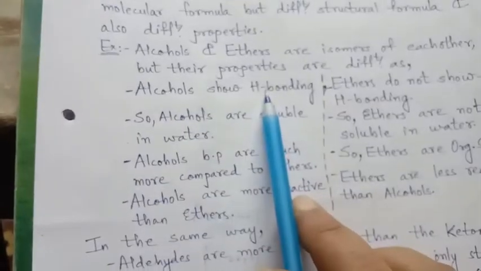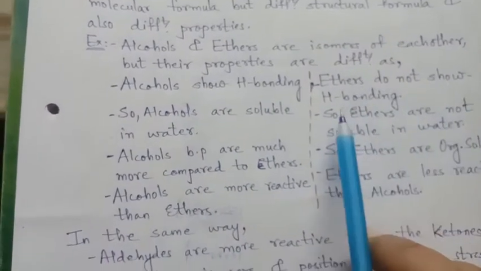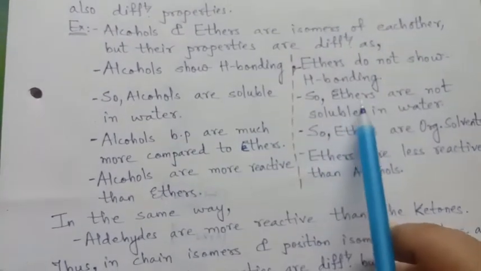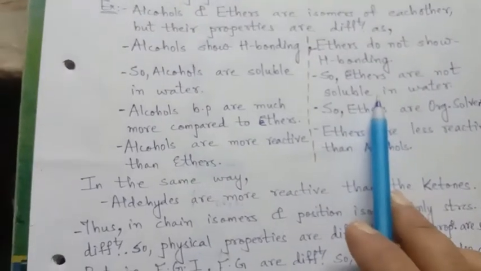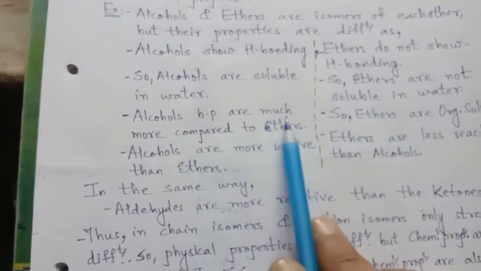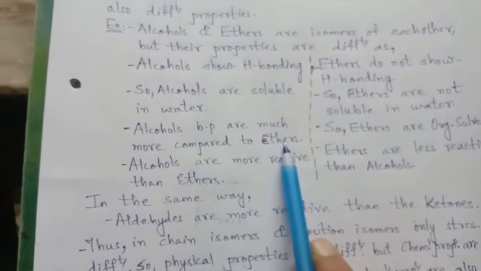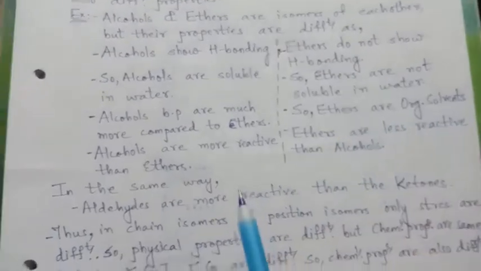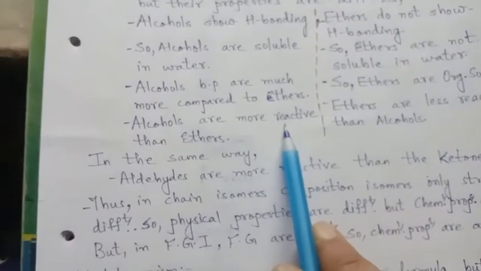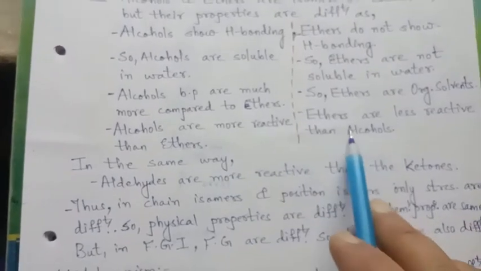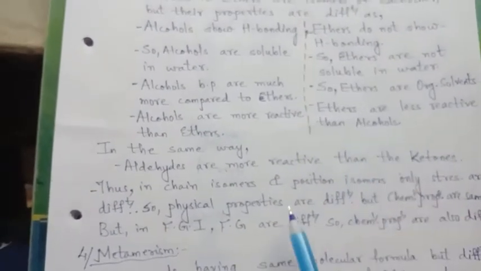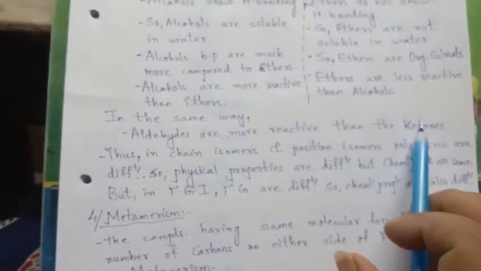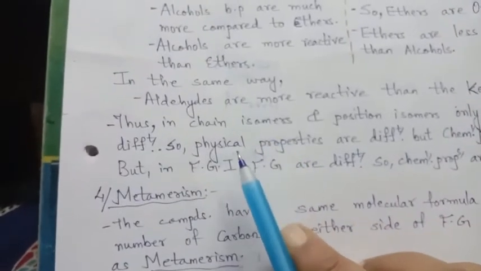Alcohols show hydrogen bonding, whereas ethers do not show hydrogen bonding. Alcohols are soluble in water, ethers are not soluble in water. Alcohols' boiling points are much higher compared to ethers, right? Ethers are not soluble in water and thus they are organic solvents. Alcohols are more reactive than ethers and ethers are less reactive than alcohols. In the same way, aldehydes are more reactive than ketones. Aldehydes and ketones are also functional group isomers.